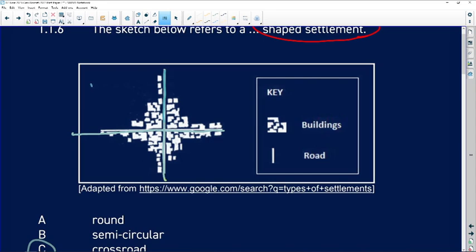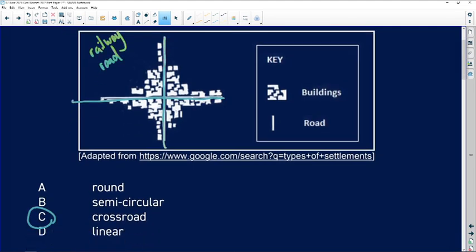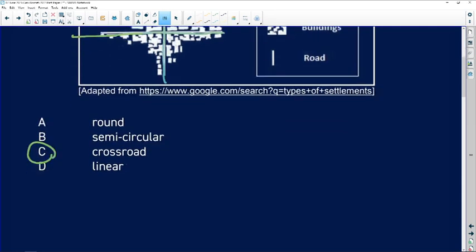It might be a railway line and a road. In this case, it's a road. So the correct answer will be C, crossroads.